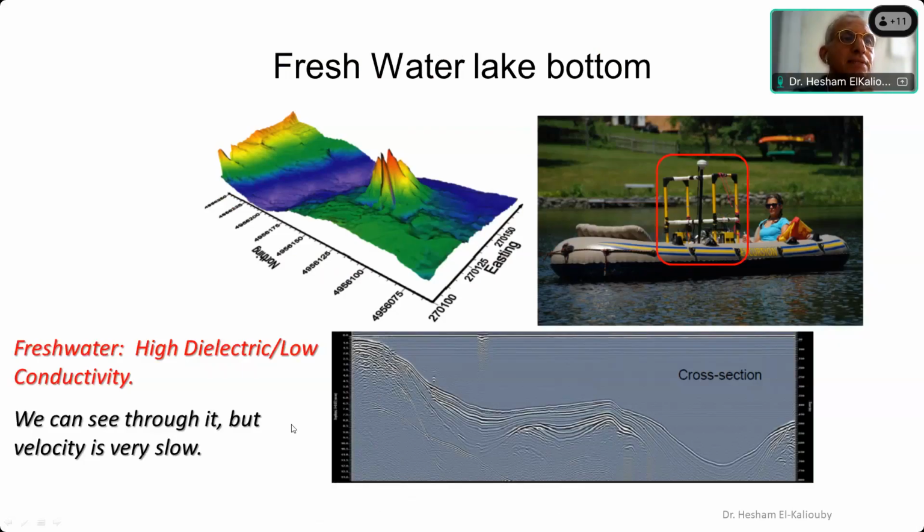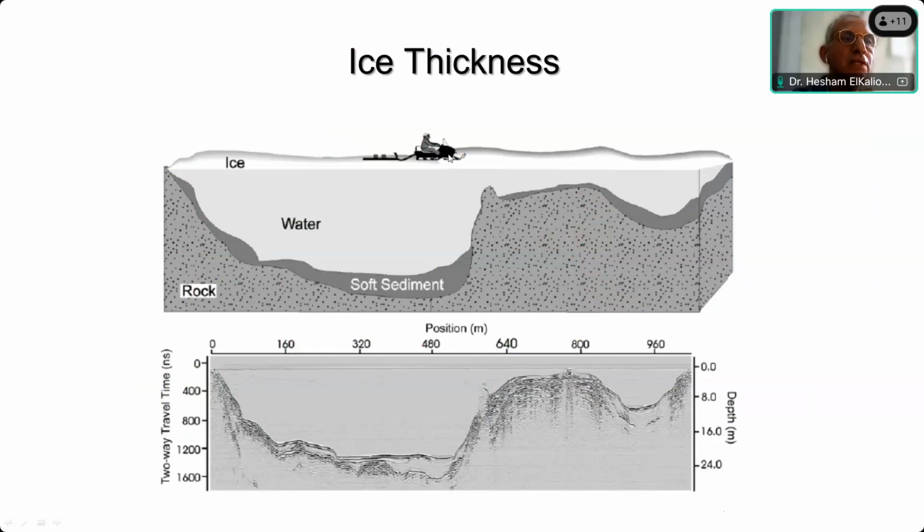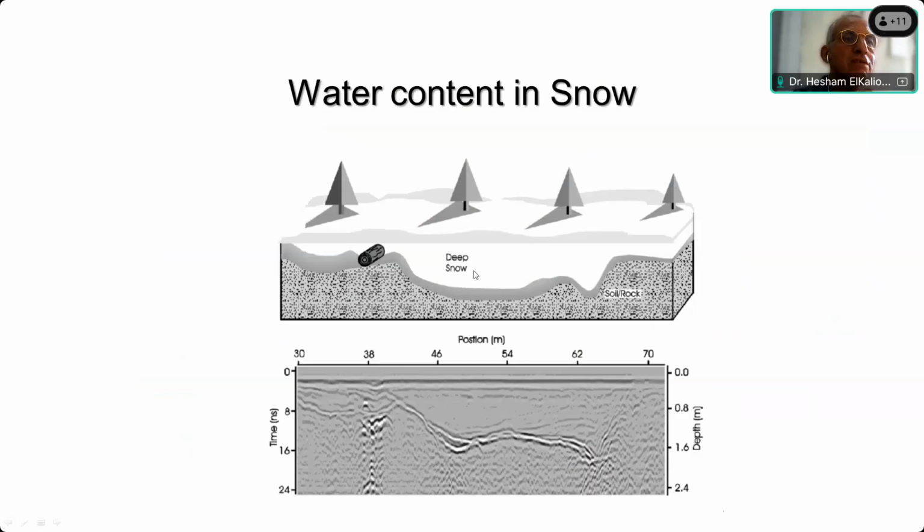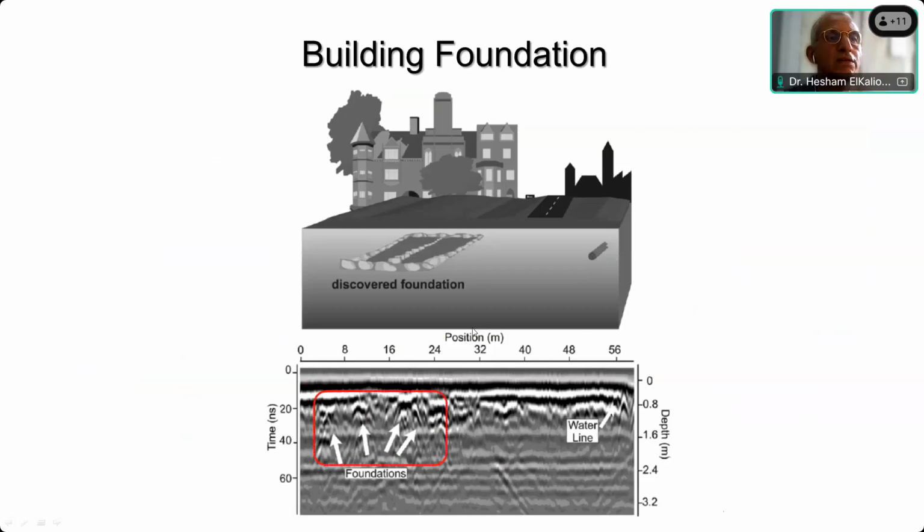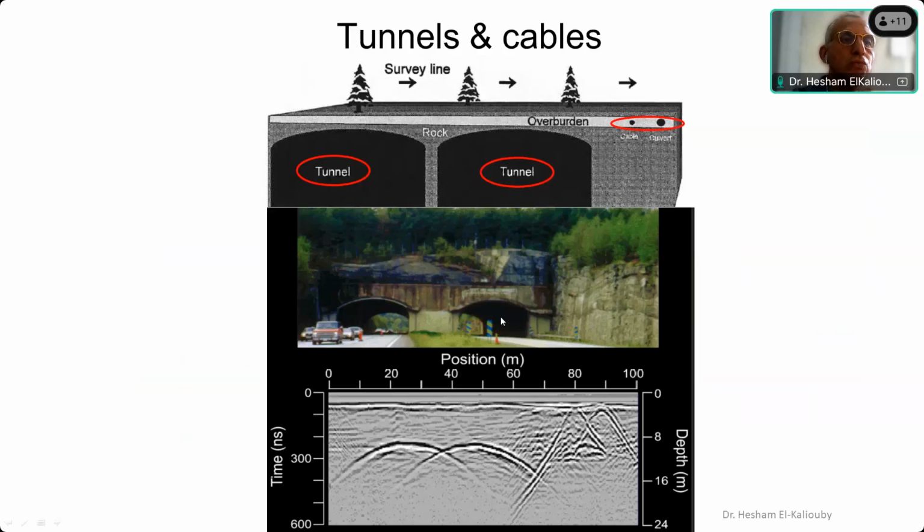You can also get the ice thickness. If you survey on the ice here, you also get the thickness of the water, the deep water. You can even see here that a trunk of a tree has a hyperbolic shape right here, and then you get the thickness of the deep snow. Foundations: you can detect the foundation of a building, and if there are any pipes here, they will show up as a hyperbolic shape. Tunnels: if you conduct a survey over a big tunnel like this one, for example, it will show that tunnels have a broad hyperbolic shape, while cables have a narrow hyperbolic shape. You can discriminate between them easily.